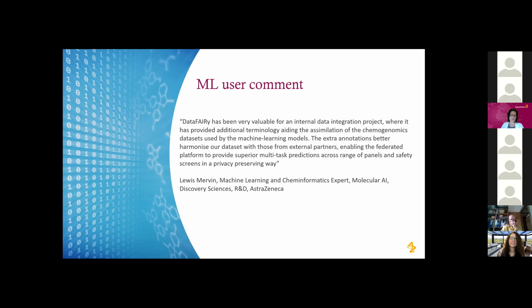So, is this really useful is a question you could ask yourself. What's the value? Can we prove that we get a return on investment? These are questions that we also discussed in the first talk during this meeting, in Stephen's talk. Actually, within AstraZeneca, we already have a use case. One of my colleagues, Lewis Mervyn, who is a machine learning expert, actually used the output from the DataFAIRy pilot. Happy to share those details. He took them to a pre-competitive collaboration that he is part of and used it for chemogenomic modeling.